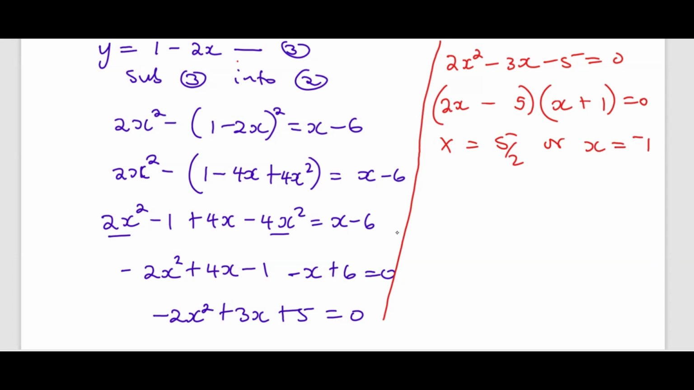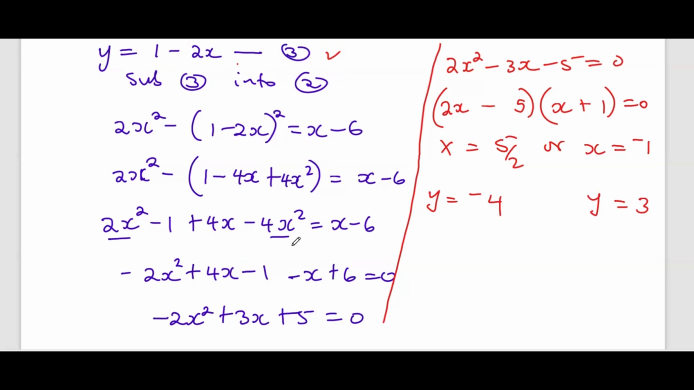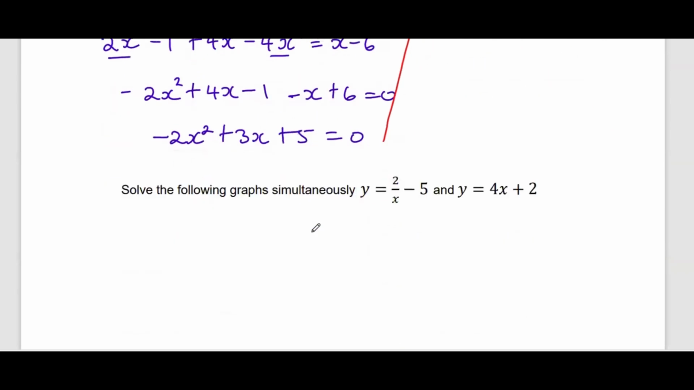So if that is true, then just get these x values, substitute them into equation 3 for you to get your y values, okay? So our y is going to be 1 minus 2 times 5 over 2. Remember, you can just use your calculator straight out, negative 4. And then if x is negative 1, which means y is going to be just 3. So that is how we would have solved this third question of ours, okay? Let's look at number 4, and probably the last one.